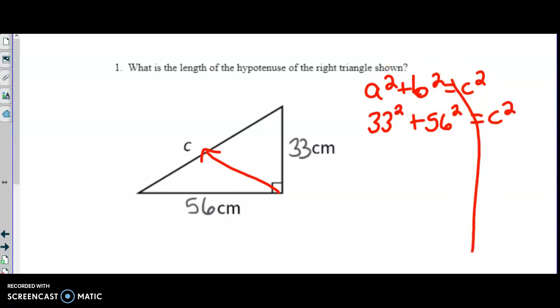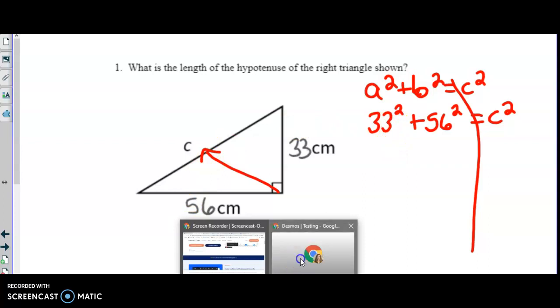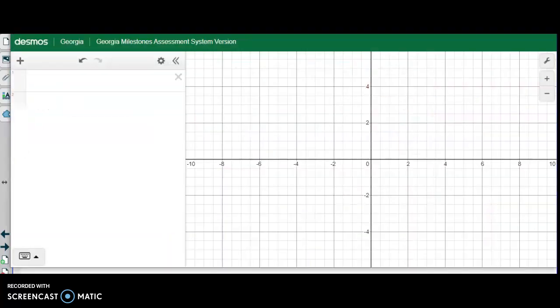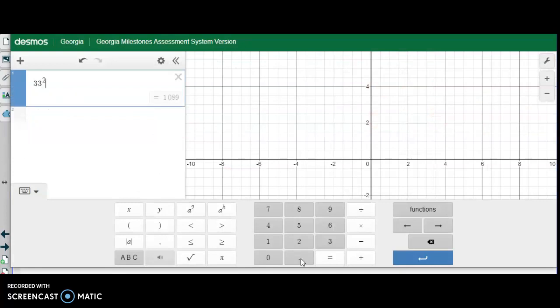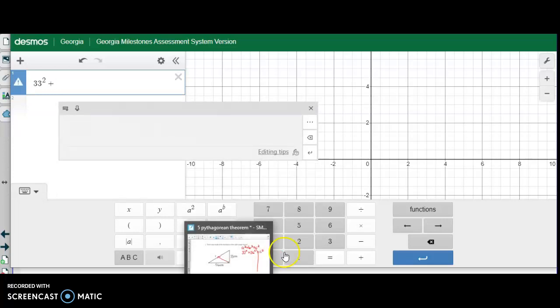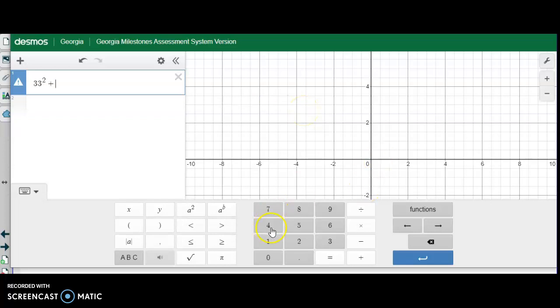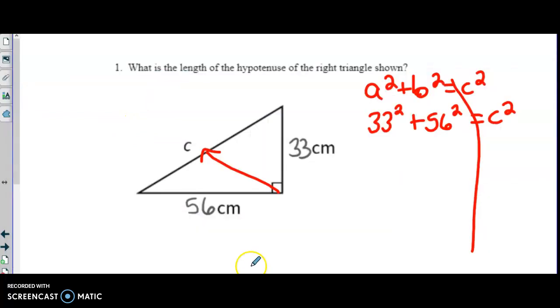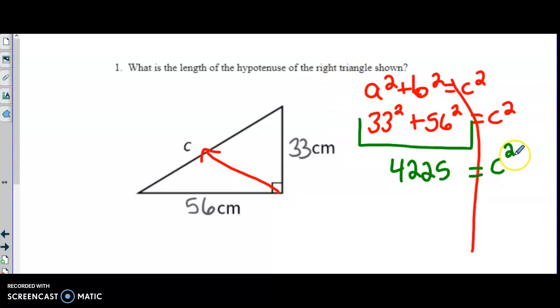Now remember, we're solving an equation. So our ultimate goal is to get C by itself. So let's go ahead and jump over to our calculator and let's do 33 squared. And you can do these in separate steps or you can do them in the same step. If they're on the same side, I'm just going to go ahead and do it in the same step. So 33 squared plus 56 squared. That's 4,225. So I typed this whole piece into my calculator and I got 4,225 equals C squared.